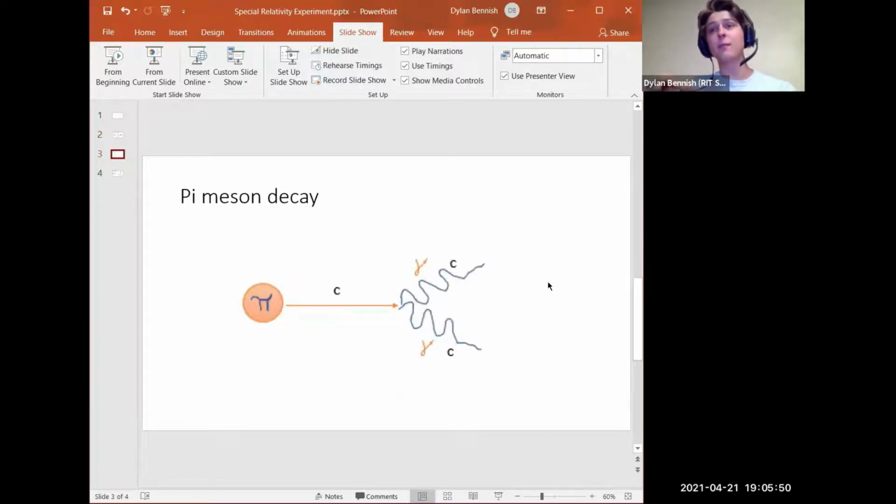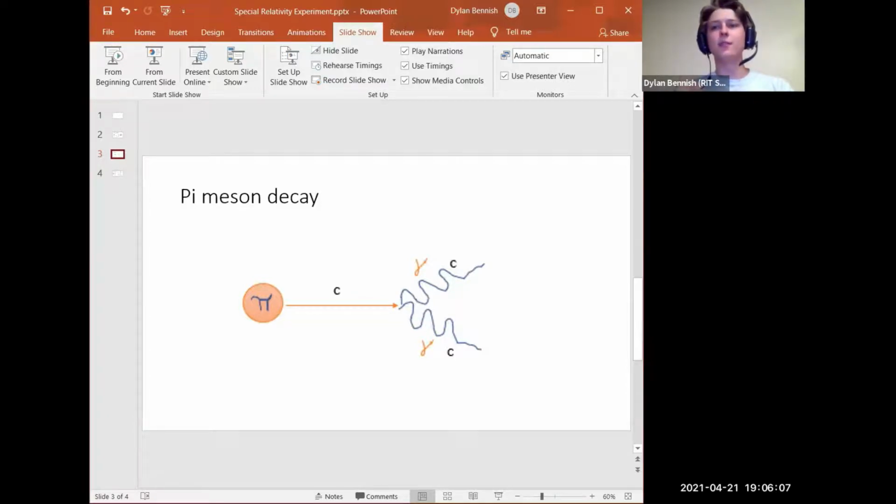Now, an experiment done in the real world with this is the pi meson decay. So how this experiment was done was they shot pi mesons close to the speed of light. In fact, 0.99975 the speed of light.